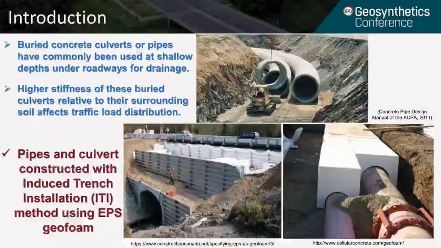However, using geosynthetic, such as geoform, particularly above the structure, can protect the structure and reduce the pressure on the culvert or pipes. This method is called the induced trench installation method, and we will discuss it more throughout the presentation.